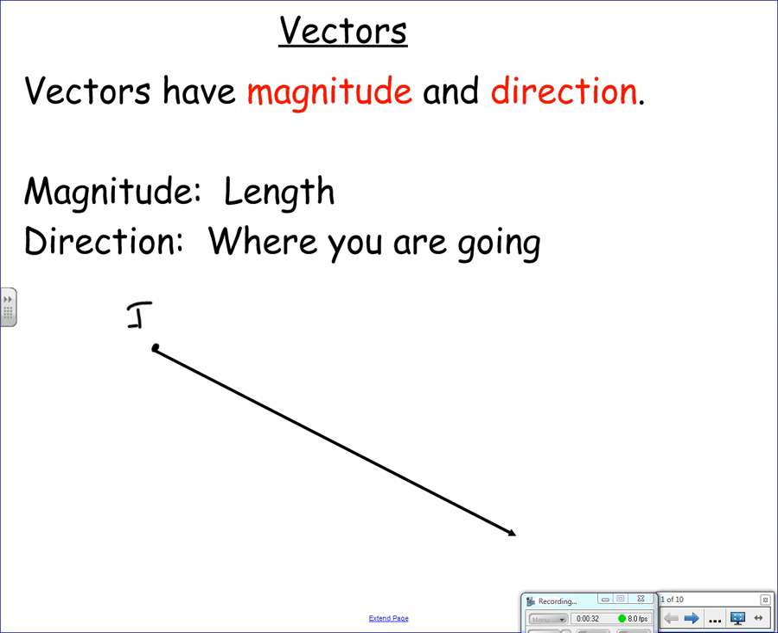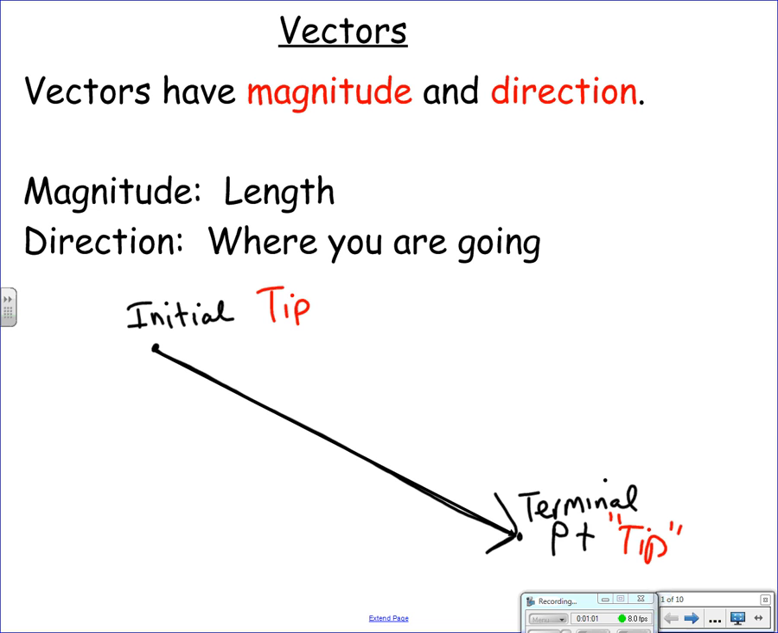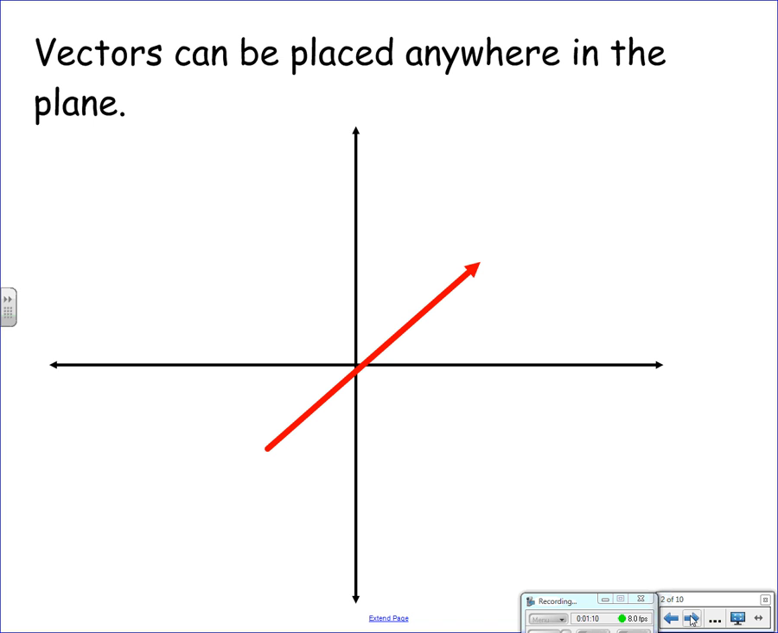This is the initial point of the vector. It goes for a certain direction at a certain length, and this is what we call the terminal point. Some teachers often call this, actually here is going to be the tip, and the part up here is going to be the tail, and that's going to come into play when we talk about adding vectors.